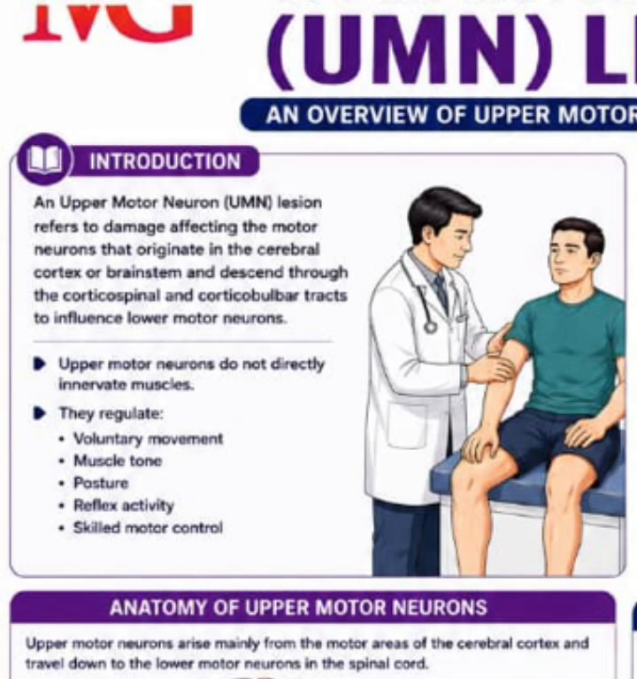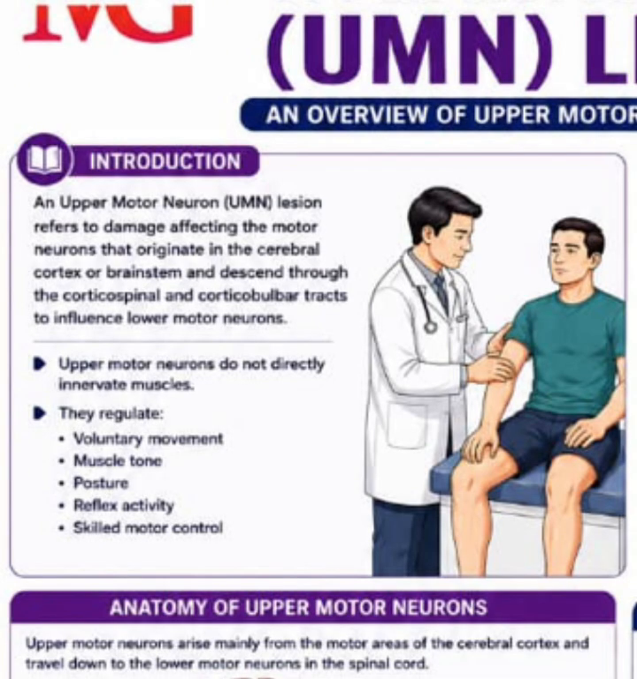So we are looking at the voluntary muscle movement, the muscle tone, the posture, the reflex activity, and the skilled motor control. So when we are looking at the upper motor neuron lesion, these are the functions of them specifically: voluntary muscle movement, muscle tone, posture, reflex activity, and skilled muscle control.